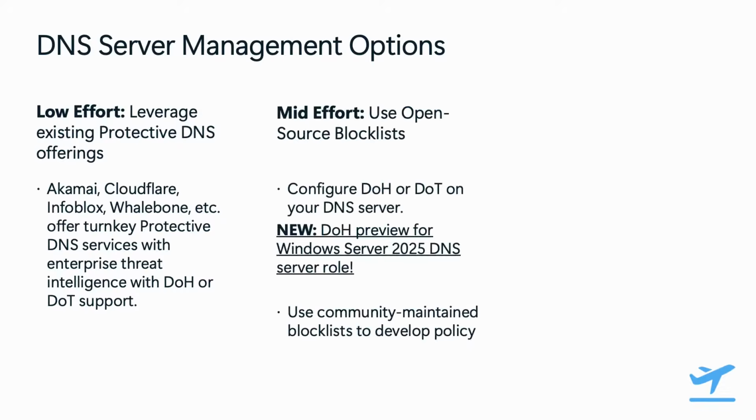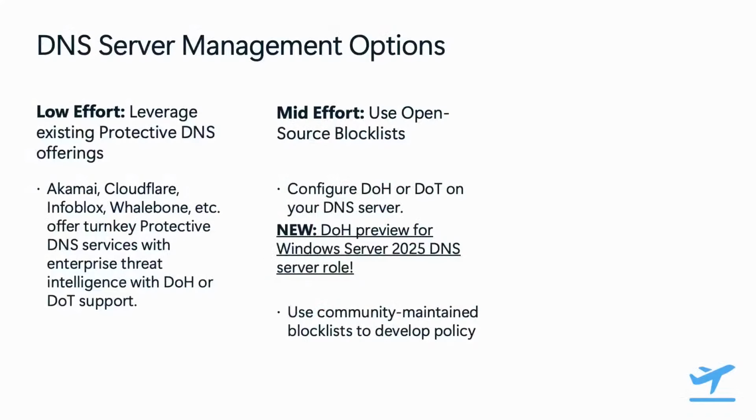Next, a medium effort option could be that you host your own DNS server, configure it to use DNS over HTTPS or DNS over TLS. Recently, our team has also announced DNS over HTTPS preview for the Windows Server 2025 DNS server role. Please go check out our blog post and try out the preview. You can then leverage existing community-maintained block lists to build policy on top of your existing DNS server.